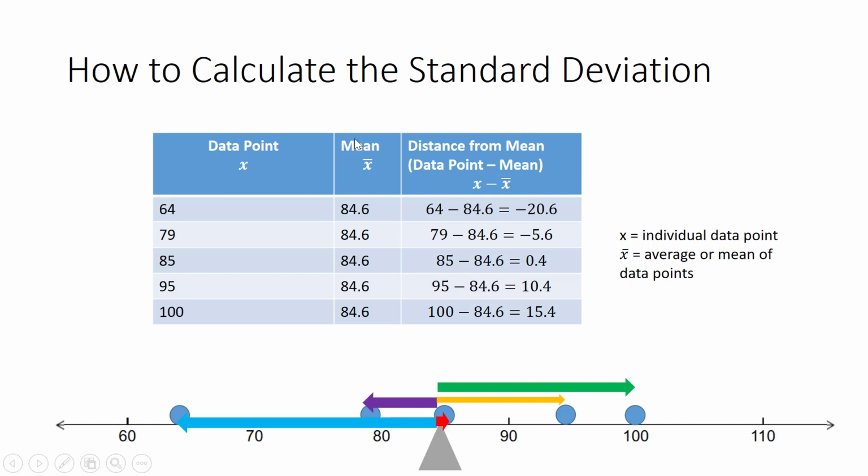Our next column contains the mean, or average, of the data points. Notice we are using the symbol x bar. That is used to represent our sample mean. In our case, our sample mean is 84.6.